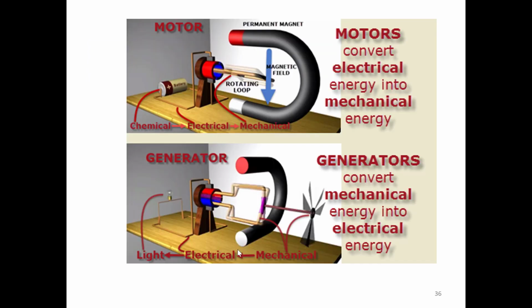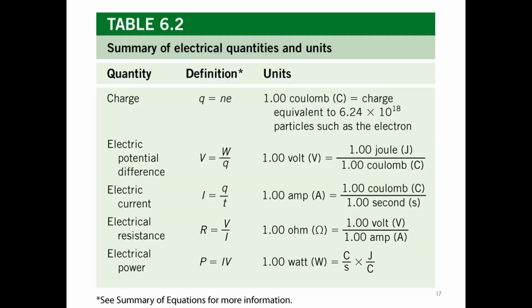Just to summarize, motors convert electrical energy into mechanical energy, and generators convert mechanical energy into electrical energy. And in this table, we have a summary of the different quantities we studied in this lecture, and the equation and the respective units for each quantity.